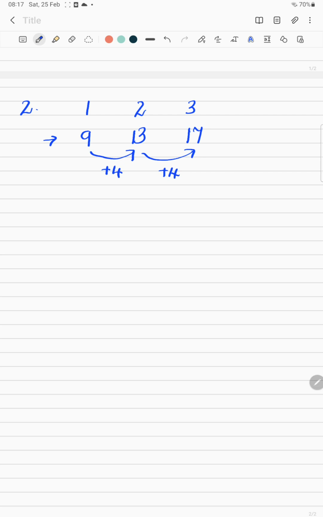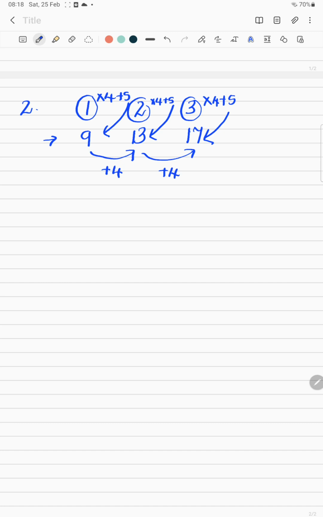Now it's safe to assume that my rule will start by multiplying the input by 4, but that's not all. Let's see what happens here. Input 1 multiplied by 4 equals 4, but to reach 9, I have to add 5. Let's see if this applies to input 2 as well. 2 times 4 is 8, plus 5 equals 13. Let's check number 3. 3 times 4 is 12, plus 5 equals 17.